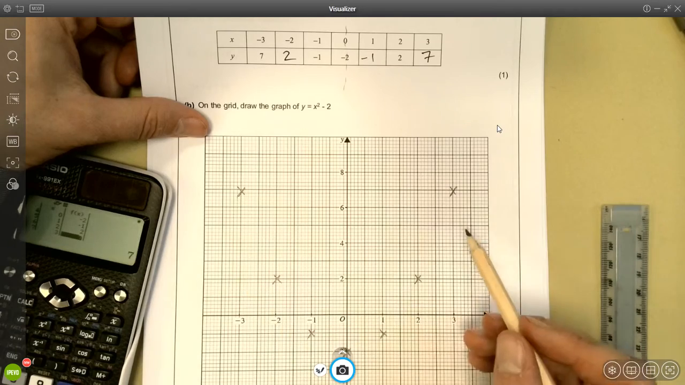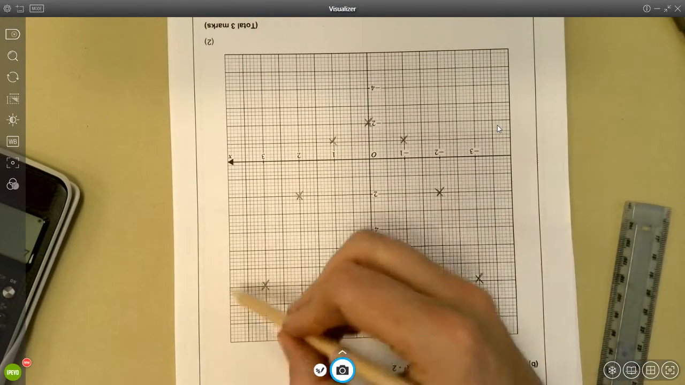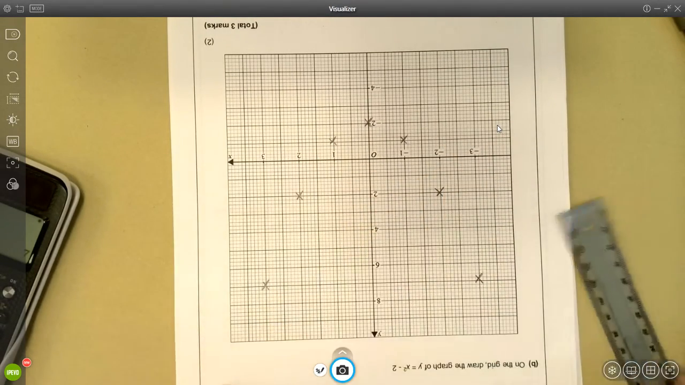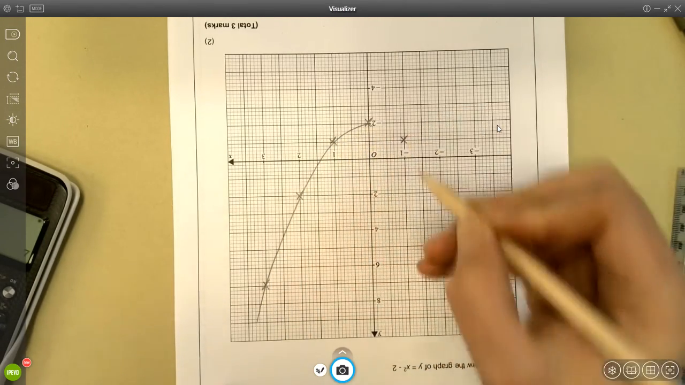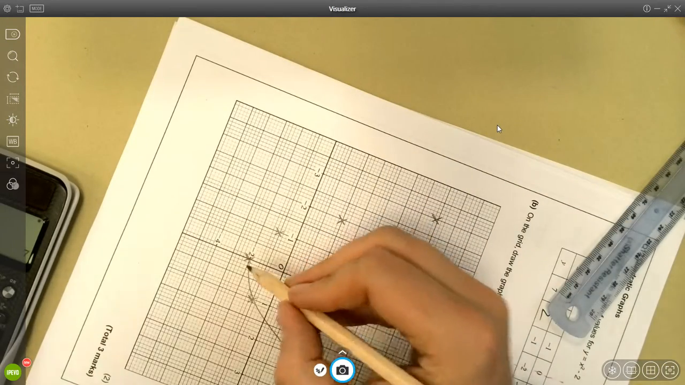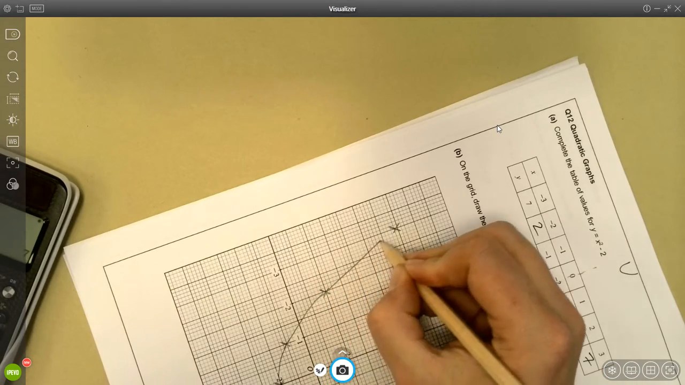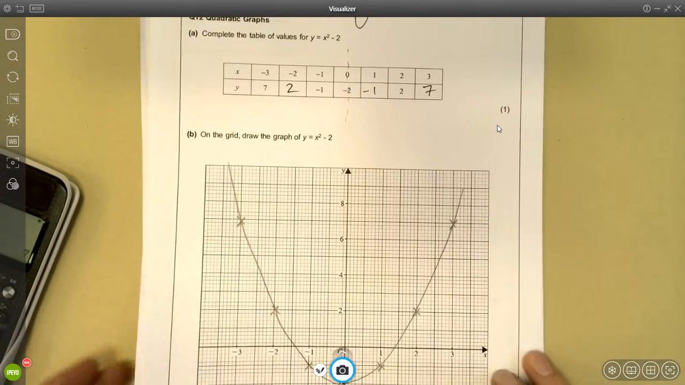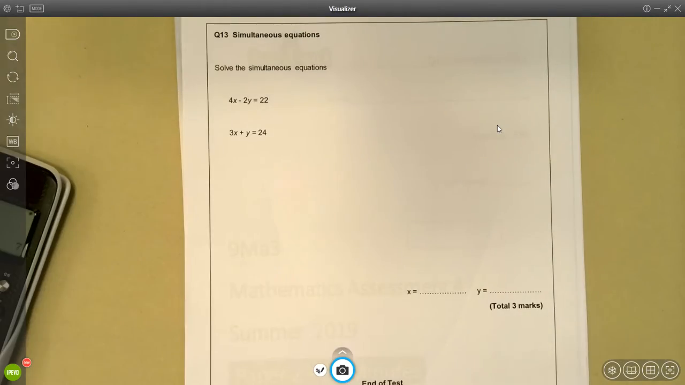It's a curve, okay? Don't join it with a ruler, it's a nice curve. Turn it upside down. Your hand moves better this way, okay? And then you just join it all up with a nice smooth line like this. Try and go through those points. Okay, nice U-shaped curve. Okay, and last question, simultaneous equations.